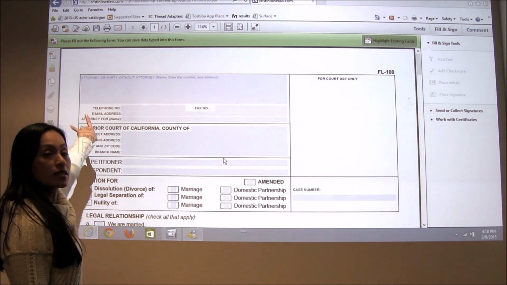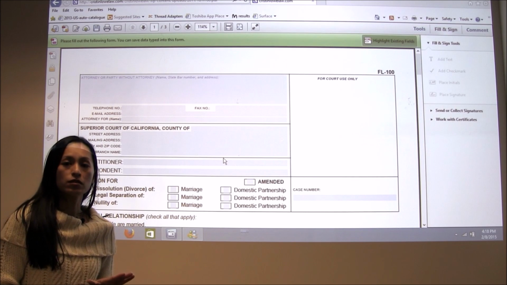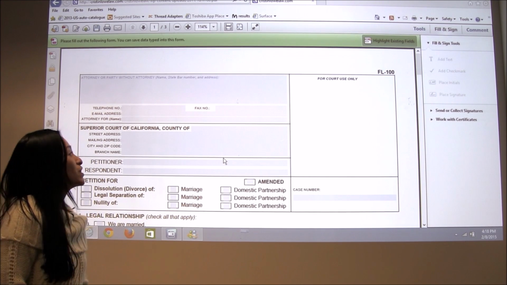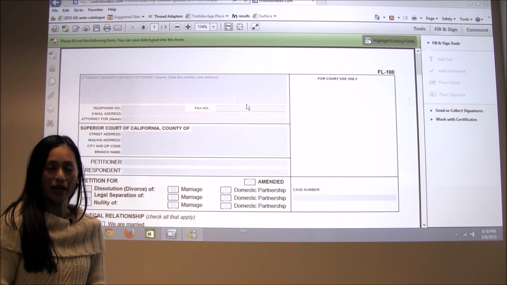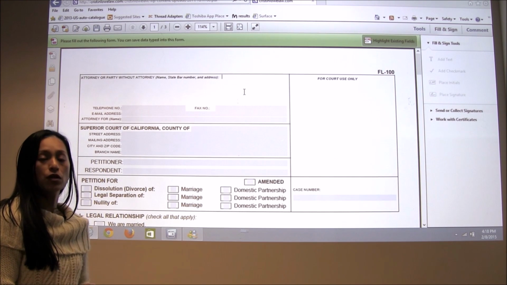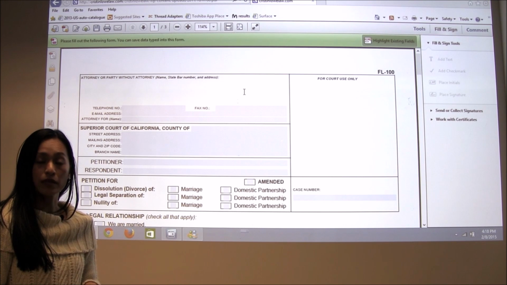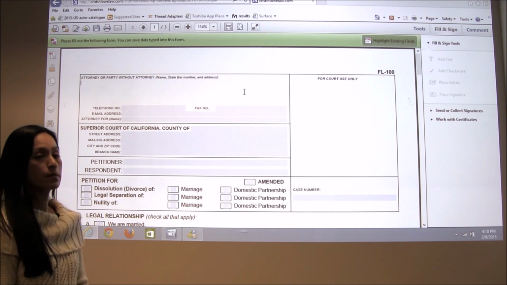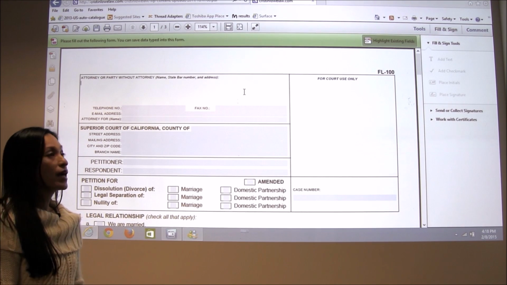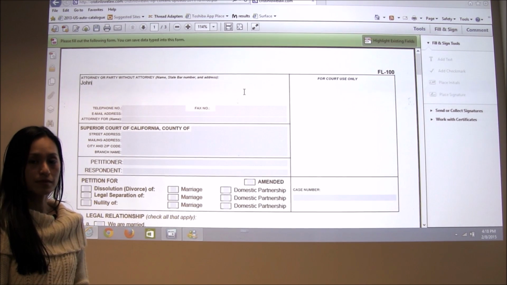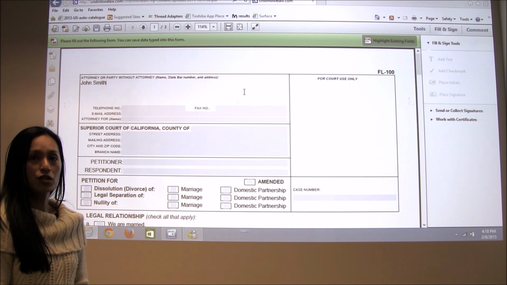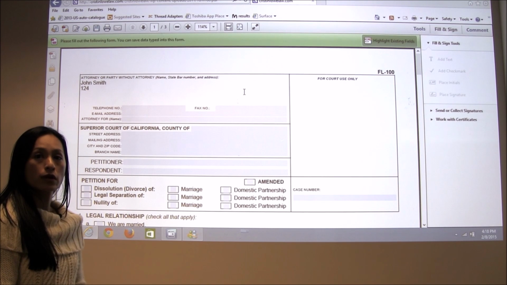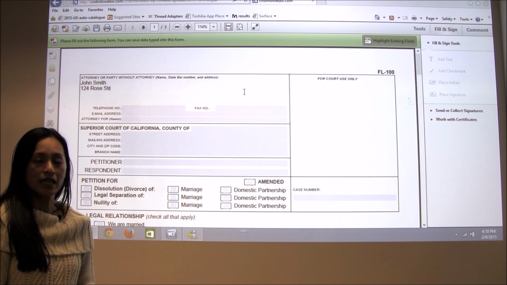At the top, this is going to be identical for every single form, or I should say almost every single form that you fill out, so get used to this. The first thing you're going to put up at top is your name, and you're going to use your full legal name, no nicknames. You don't have to use a middle name, but you do want to use a full name. In this case, we're going to keep it simple. We're going to have the petitioner's name as John Smith. And John lives at 124 Rose Street in San Ramon.